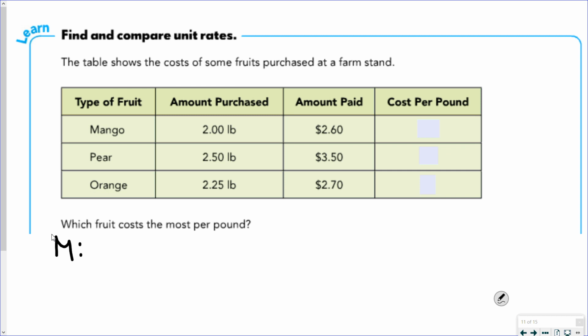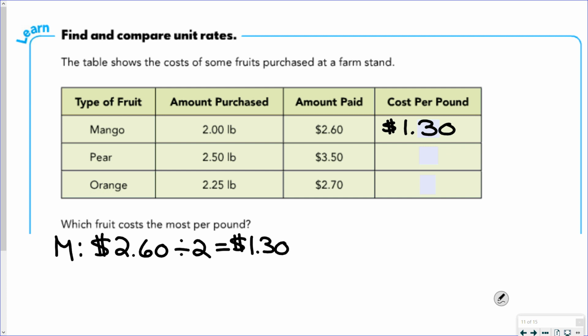And we see that we paid $2.60 for the mango. And since we bought 2 pounds worth of mangoes, we're going to take that $2.60 and divide it by 2 to figure out our cost per pound. And so our cost per pound would be $1.30. Next we have pears.